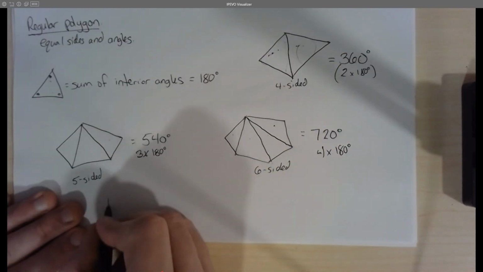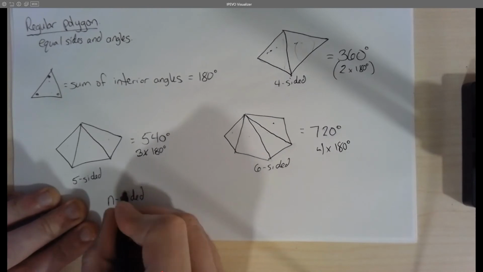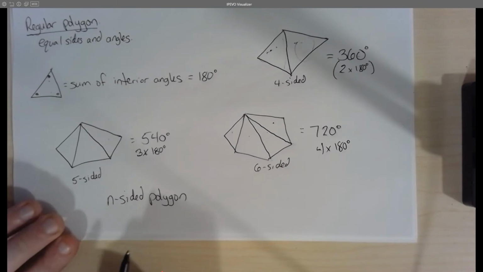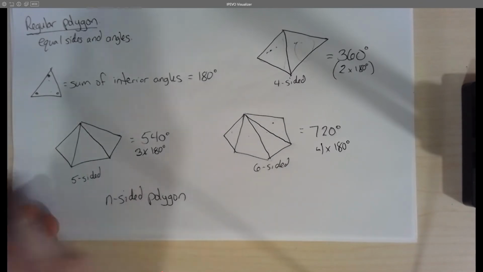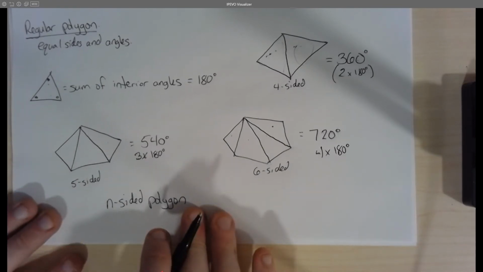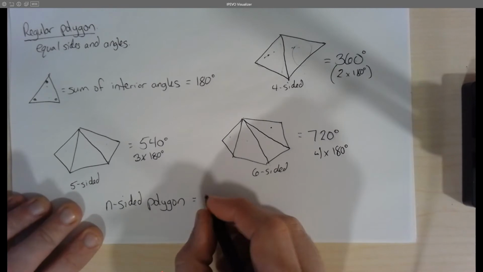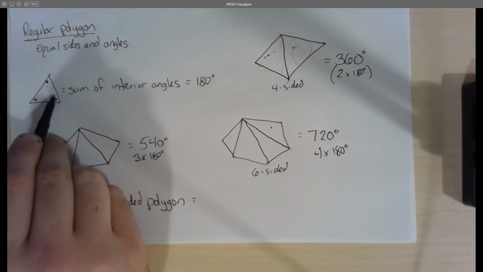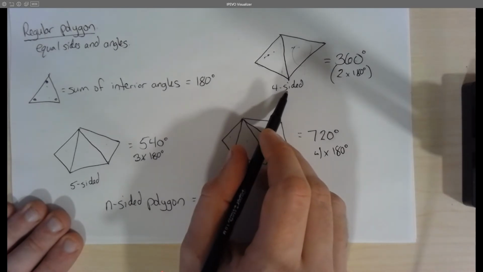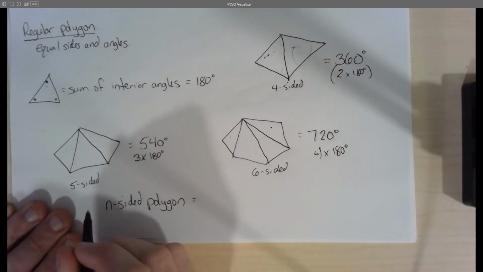So for an n-sided polygon, n-sided just means that it has n amount of sides. That could be 5, that could be 105, however many that needs to be. Our formula for the sum of interior angles is going to be, now we started with a triangle. A triangle was our first one, so by the time we got to a four-sided one, we were already a little bit in.